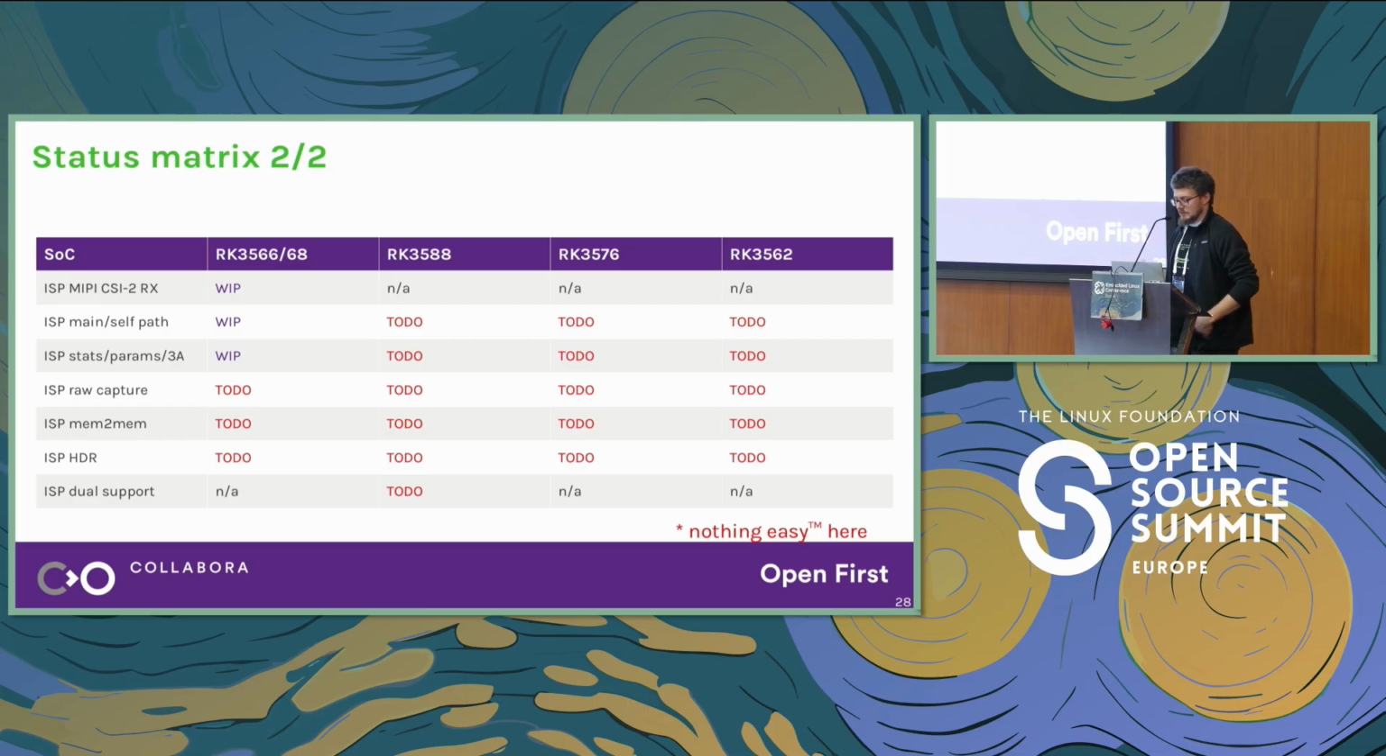So first enable the max, of course, then the main self path just without any processing, maybe debayering, and then slightly work our way through this whole business, right? But I'm afraid nothing easy here.